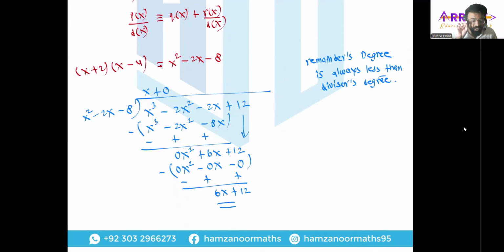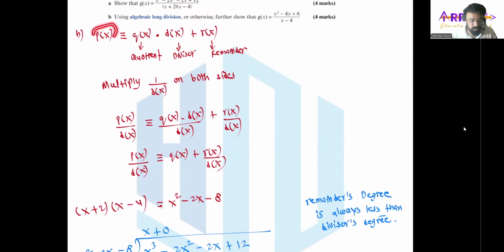So whatever the definition of the polynomial is, that same definition would apply on the quotient, the divisor, and the remainder as well. Whatever conditions there are in order for an expression to be a polynomial, the same things are going to apply for the quotient individually, the divisor individually, and the remainder individually.